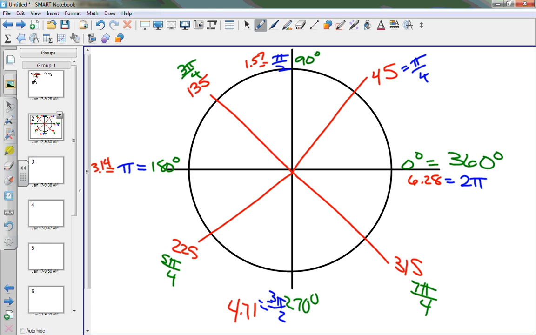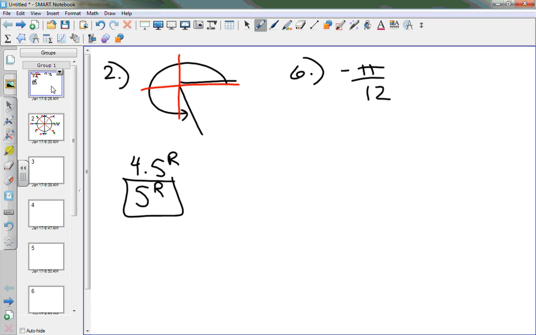Okay? Now, why am I talking about that? Because that's going to go right back to this column right here, where it says negative pi over 12. Now, first of all, let's just talk about the pi over 12. What type of an angle is pi over 12? A small angle, right? Meaning, what quadrant would it be in?